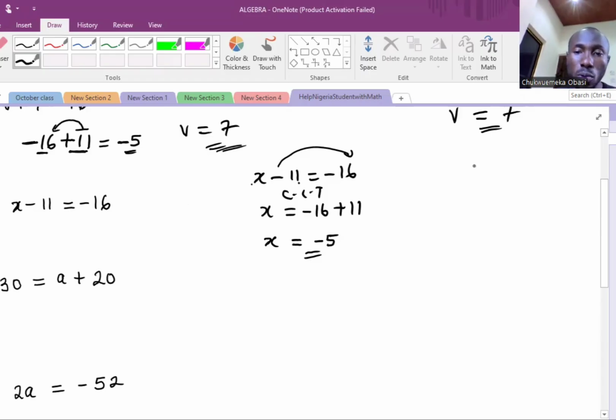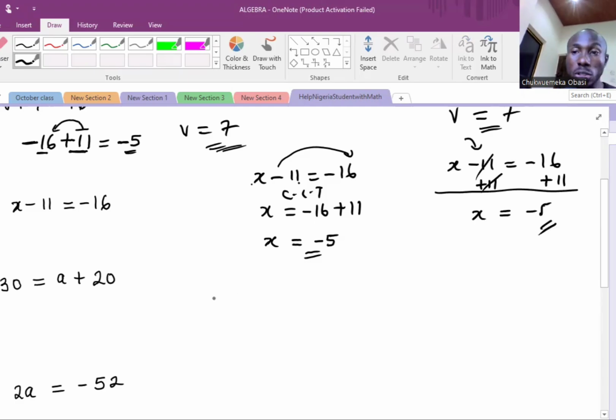Now, the UK people will want to do it this way. x minus 11 equals minus 16. What's the additive inverse of minus 11? That's positive 11. So we're going to add positive 11 to both sides like this. So this cancels out, and you have x and minus 16 plus 11, that is minus 5. Straight up. Like I said, tell me which one you prefer in the comment section, okay?